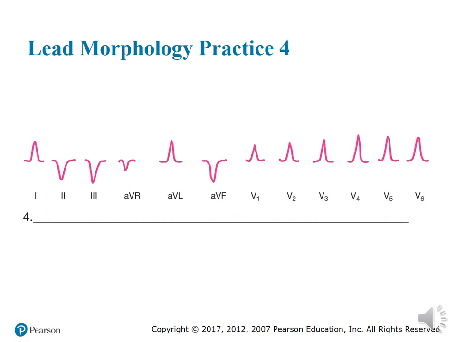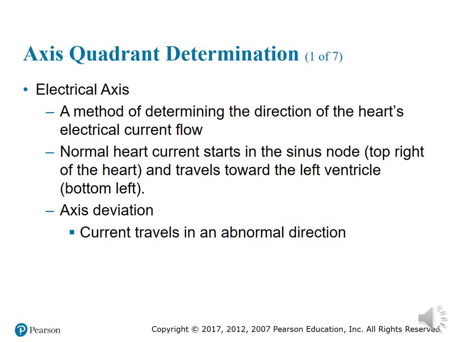All right, so we're not gonna do these. Run through the axis quadrant determination. Electrical axis, a method of determining the direction of the heart's electrical current flow. Normal heart current starts in the sinus node, which we all know is the top right of the heart, and travels towards the left ventricle, the bottom left. Axis deviation, current travels in an abnormal direction.